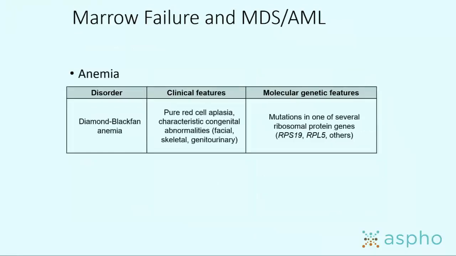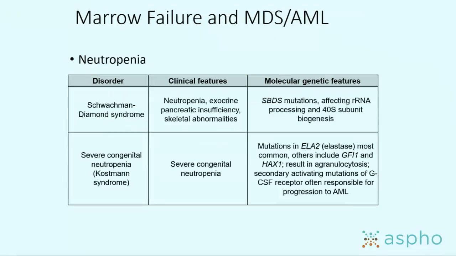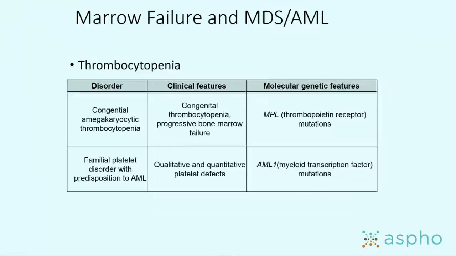There are those that typically present specifically with anemia, like Diamond-Blackfan anemia. There are those that present most commonly with neutropenia, like Shwachman-Diamond syndrome and severe congenital neutropenia. And then finally, there are those that present primarily with thrombocytopenia, like congenital amegakaryocytic thrombocytopenia and familial platelet disorder with predisposition to AML.